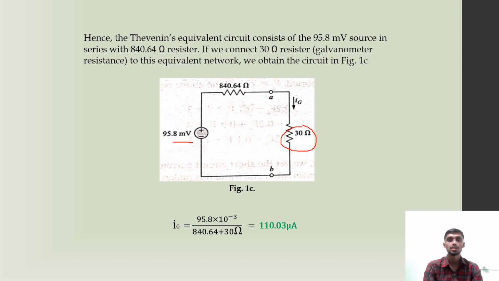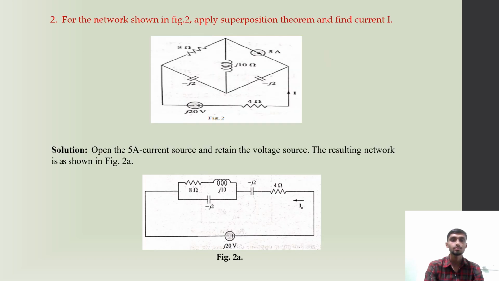I am going to draw the network using the total voltage, the total network resistance, and the 30 ohm resistance. I am going to find the current through the 30 ohm by applying Ohm's law. I equals V by R, where the total voltage is 95.8 into 10 power minus 3, and the total resistance is 840 plus the 30 ohm. And finally we obtain the total current equal to 110.03 microampere. And I am moving on to the next question.